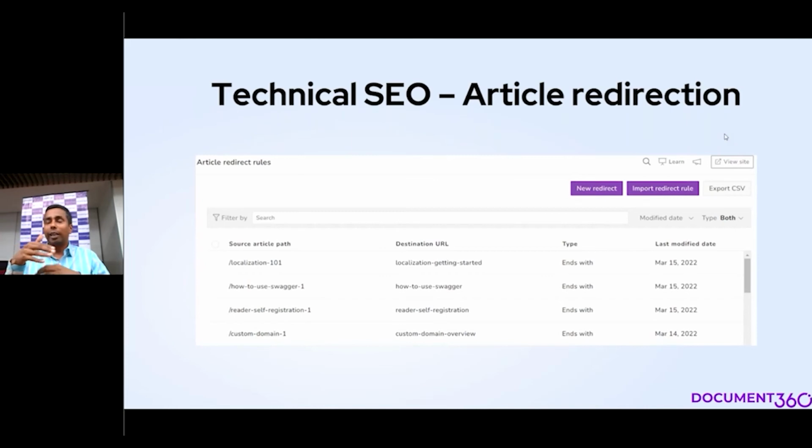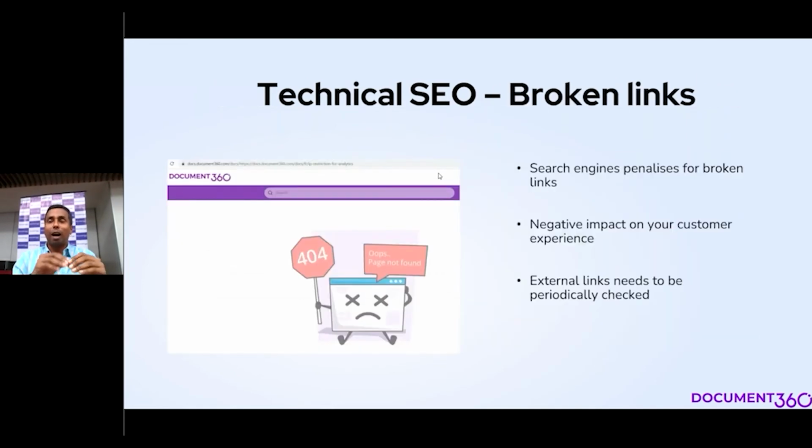In Document 360, we provide a feature called article redirection, where you can redirect your old articles to a new destination path. It's very easy to do. And it's very crucial to do that, because if you don't provide article redirection and it ends up in a 404 error, guess what? Most of the search engines will penalize you for that behavior. The reason is it impacts the user experience.